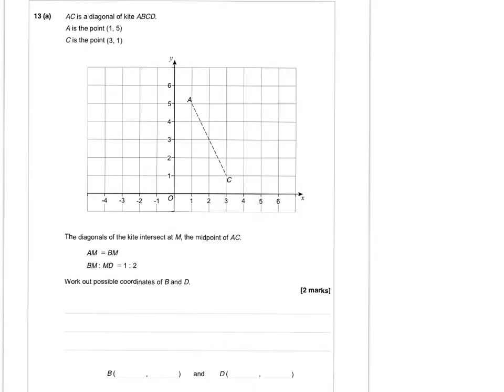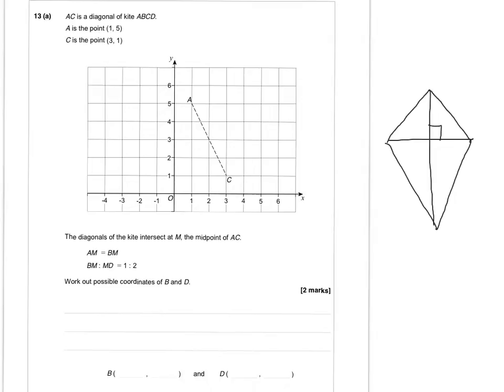Okay, so this question is about a kite and the diagonals of a kite. Before we start, let's remember about the diagonals of a kite. We'll just draw a little kite here. Now, in a kite, the diagonals intersect at 90 degrees. So the diagonals are perpendicular.